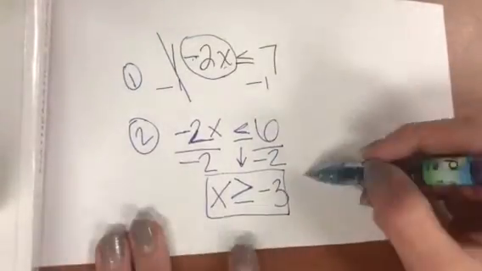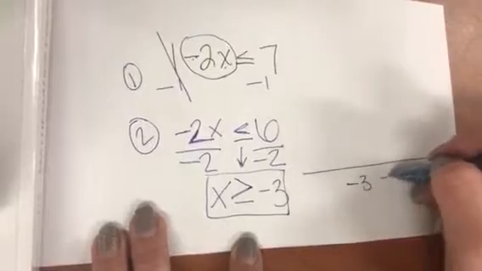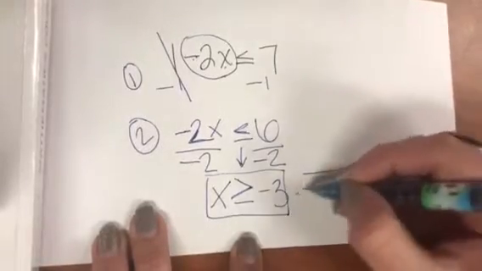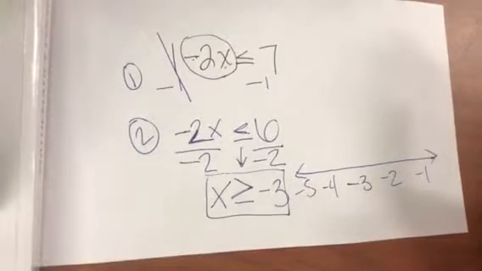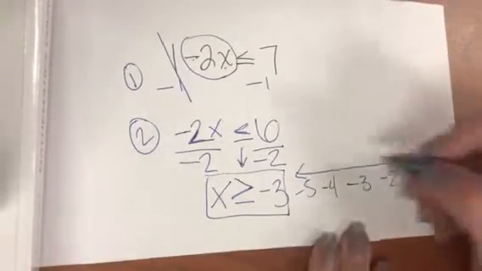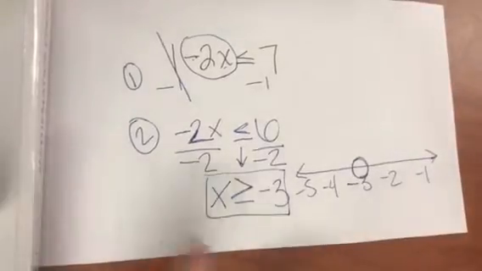Now let's evaluate our answer. Let's put it on the number line. We have negative 3, negative 2, negative 1, negative 4, and negative 5. X is greater than or equal to negative 3. So I already know I'm going to start at negative 3, and I can go ahead and draw a circle because I don't know if I'm going to shade it in or not.